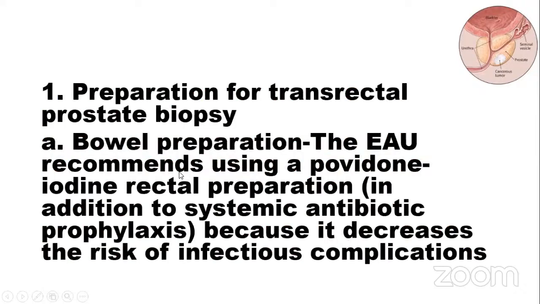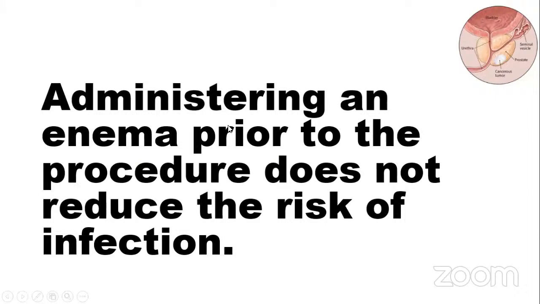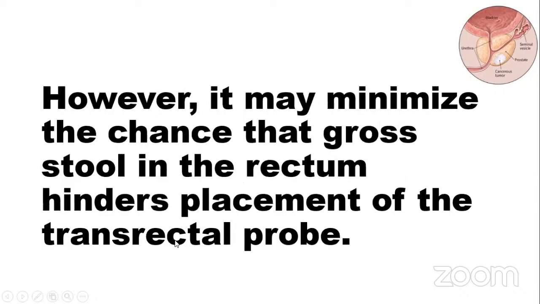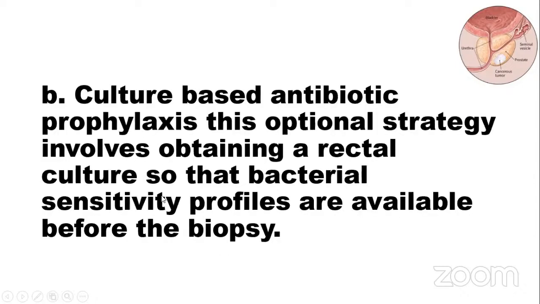Transrectal biopsies. Preparing for transrectal biopsies, bowel preparation: the EAU recommends using povidone iodine rectal preparation in addition to systemic antibiotic prophylaxis, because it decreases the risk of infectious complications. Administering an enema prior to the procedure does not reduce the risk of infection. However, it might minimize the chance that gross stool in the rectum hinders placement of the transrectal probe.